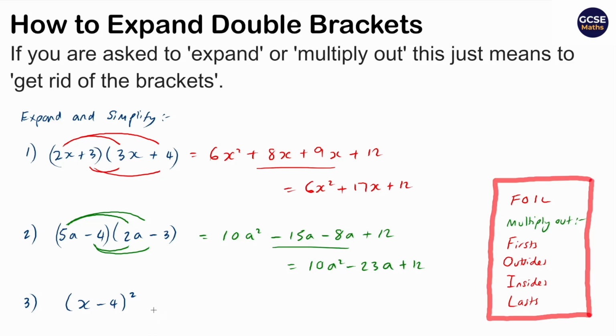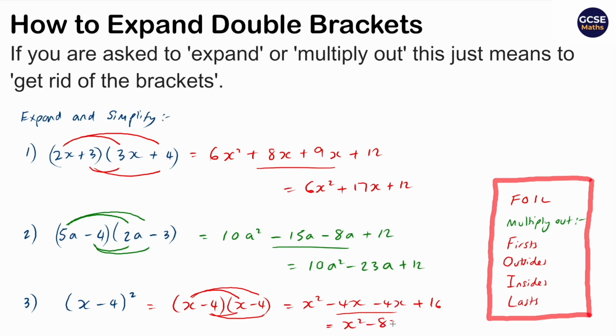This last one looks more challenging, but to be honest, it's exactly the same. The square just means multiply by itself. So here goes. I will rewrite that so we get rid of the squared and we just show it multiplied by itself. Now we just expand those brackets. x squared minus 4x plus 16. Again, like terms. So that gives us x squared minus 8x plus 16. So taking this a step further, slightly more complicated, but the principles are exactly the same.